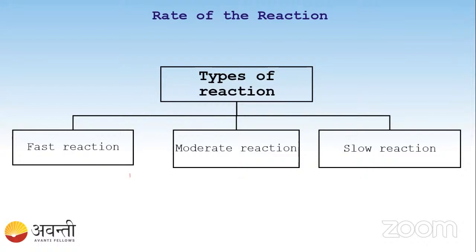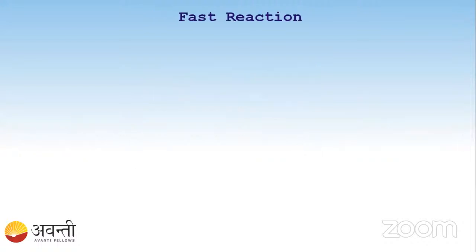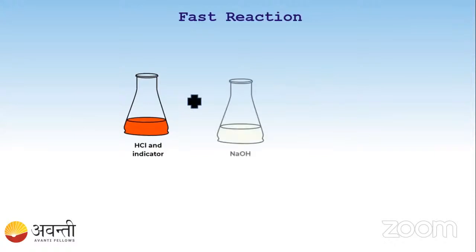As we now have a clear idea of what is meant by a fast, moderate, and slow reaction, we'll try to understand in detail how the rate of reaction will vary in the fast reactions, in moderate reactions, and in the slow reaction.